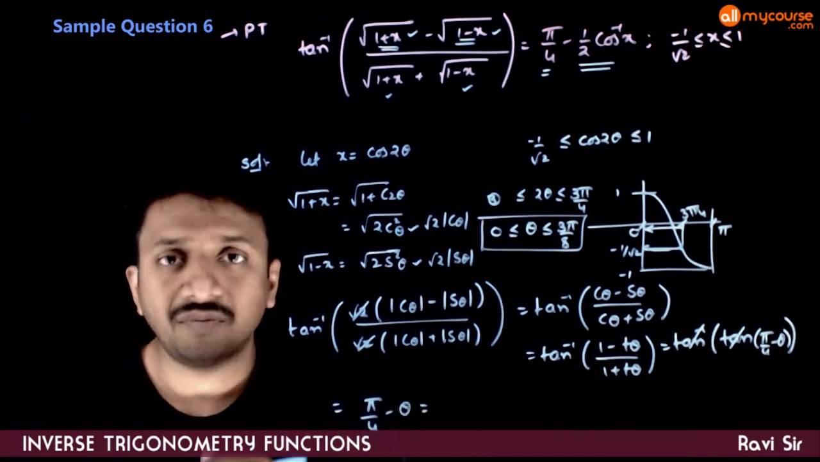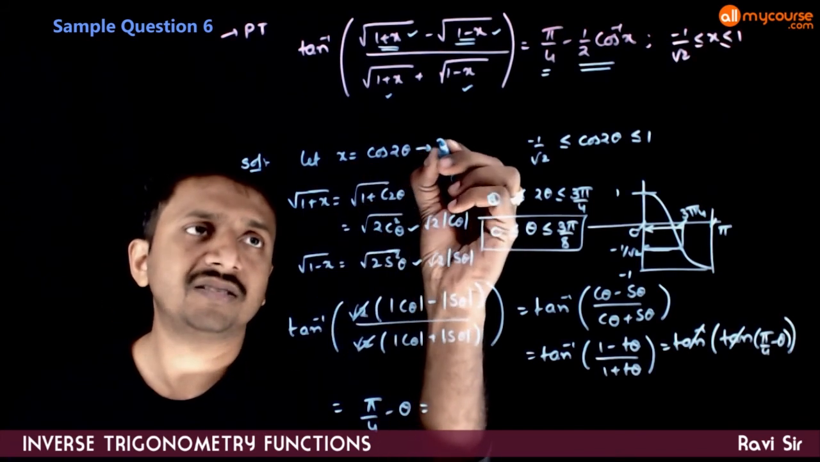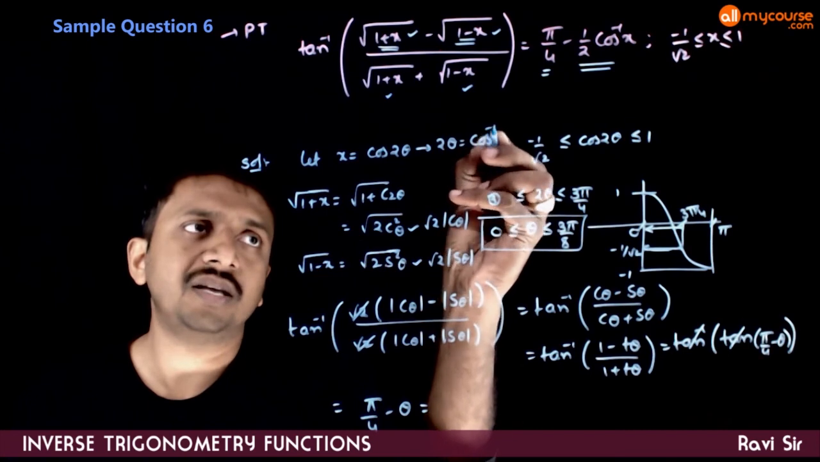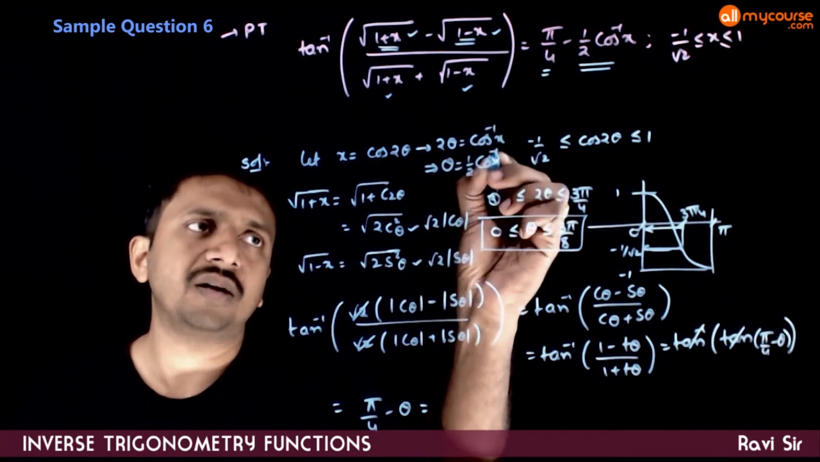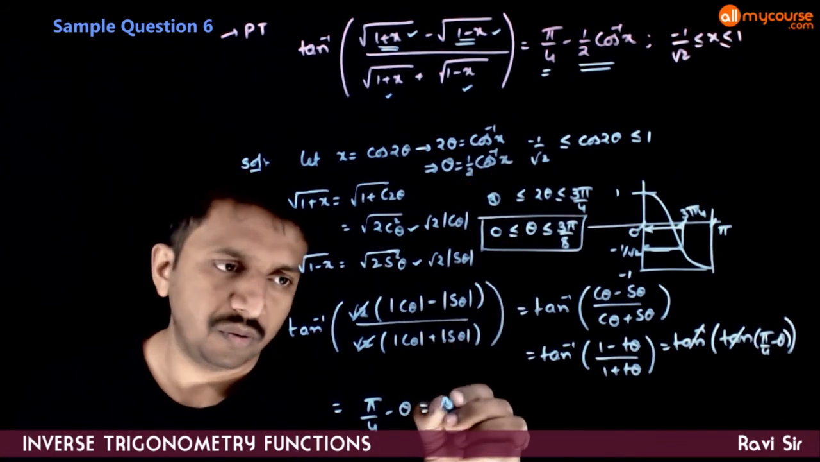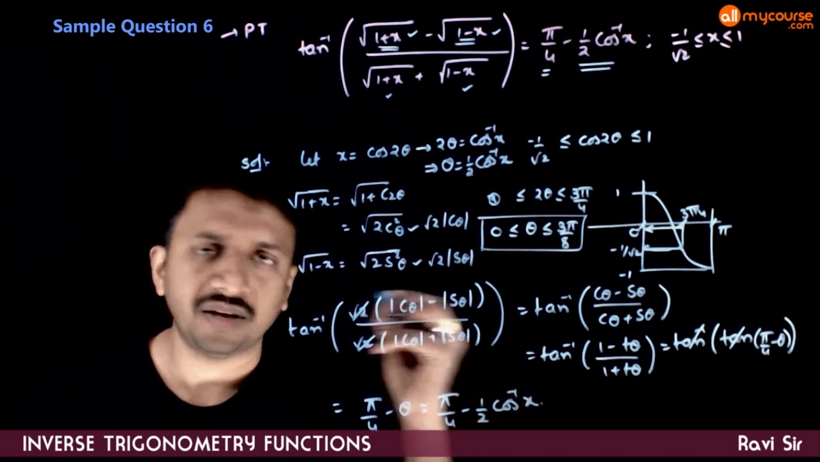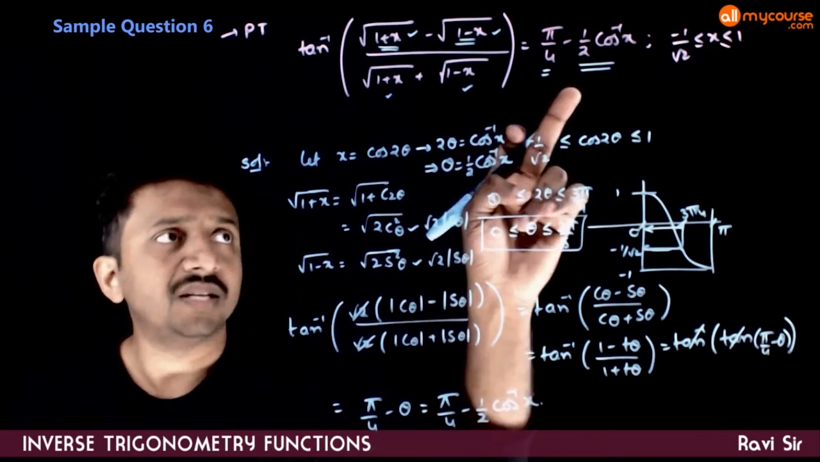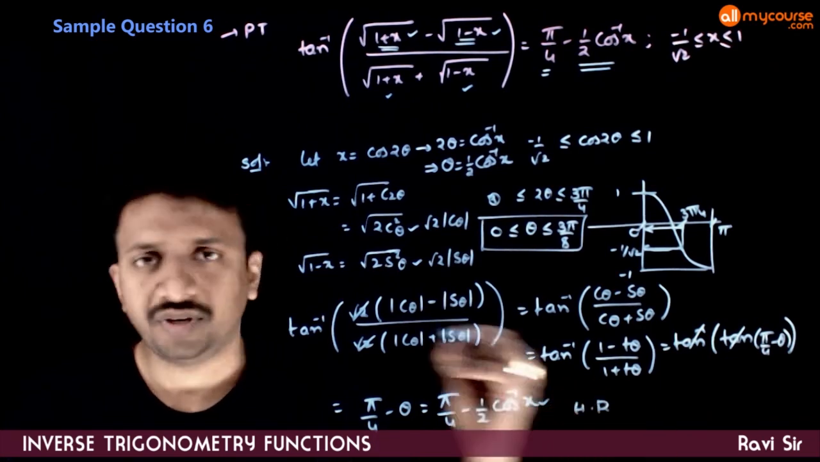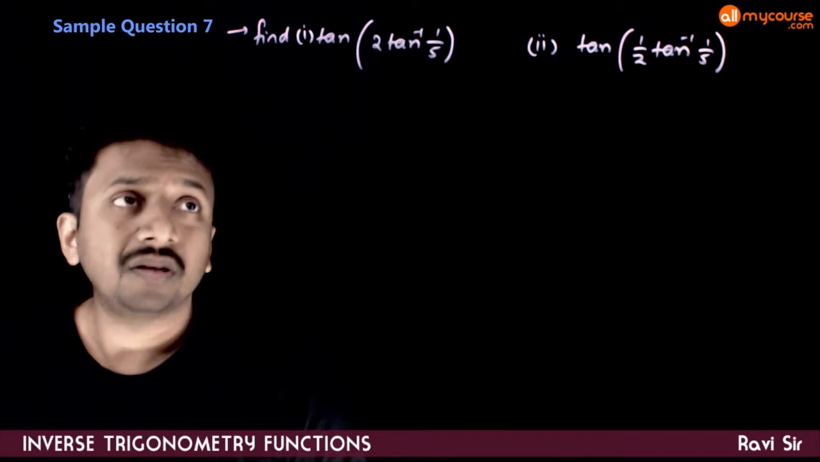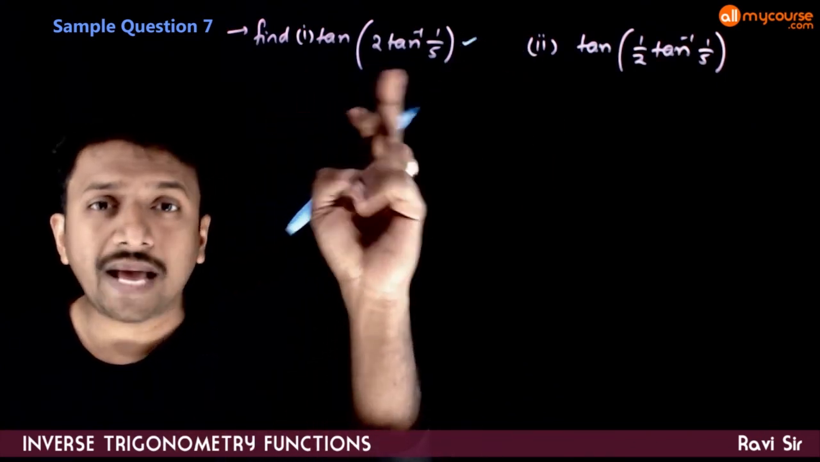Now if you back convert it in terms of x, so what is theta? From this 2 theta is equal to cos inverse x. Theta is equal to half cos inverse x. So pi by 4 minus half cos inverse of x is the answer. That is what you are asked to prove. Hence, proved.